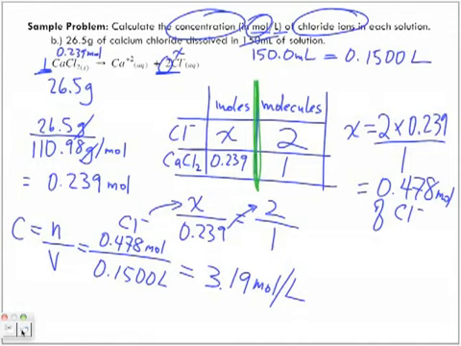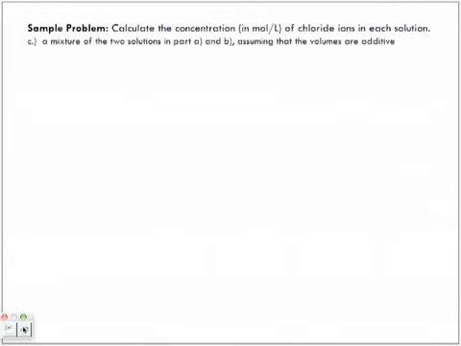So we have this answer, we have the other answer. So now let's go about solving sample problem letter C. Sample problem letter C says to calculate the concentration of the mixture of the two solutions in parts A and B, assuming that the volumes are additive. We're going to combine them.